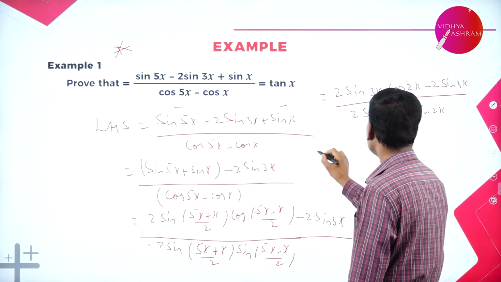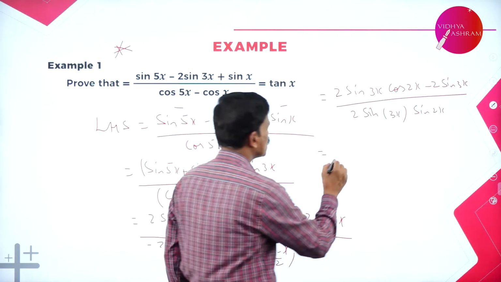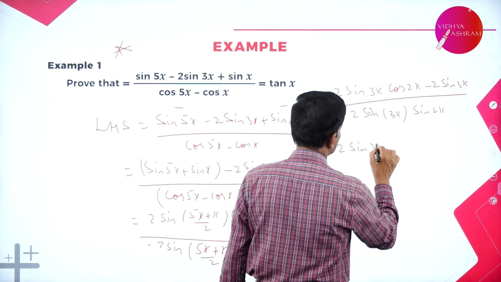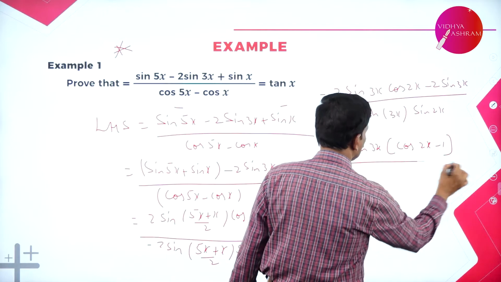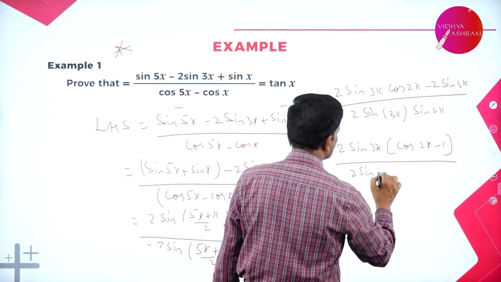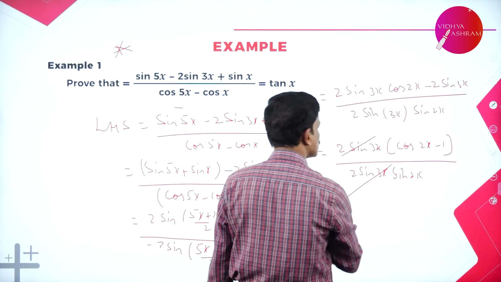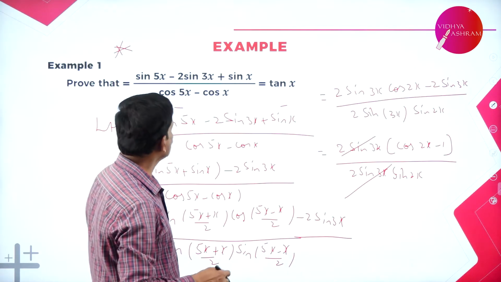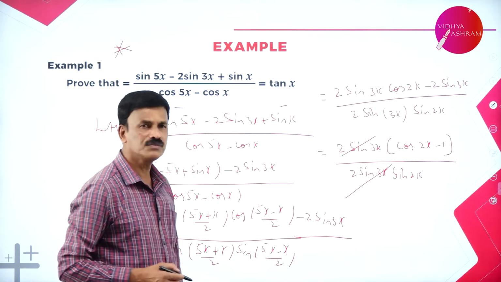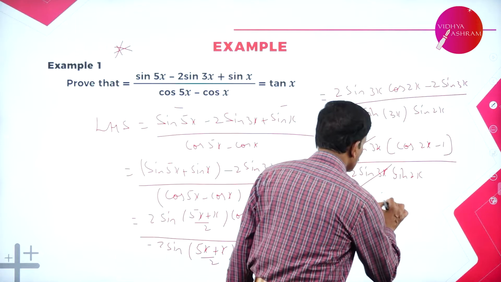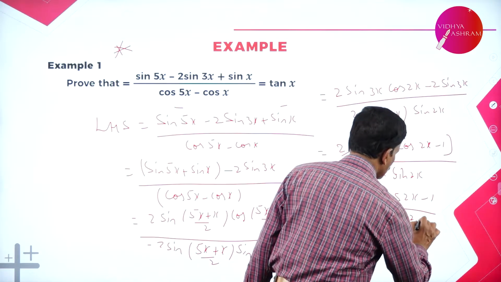Now, you can take the common factor. In the numerator we can take 2 sin 3x as the common factor. So, 2 sin 3x is gone, and what is remaining is cos 2x minus 1 divided by, in the denominator, 2 sin 3x into sin 2x as it is. These two get cancelled. What is left over in the numerator? Cos 2x minus 1 divided by sin 2x.